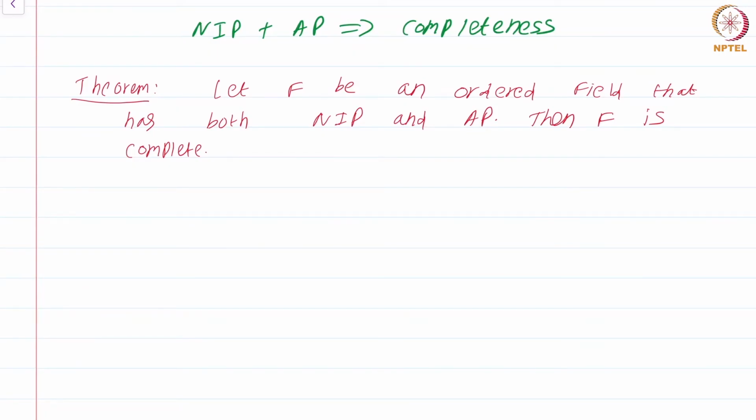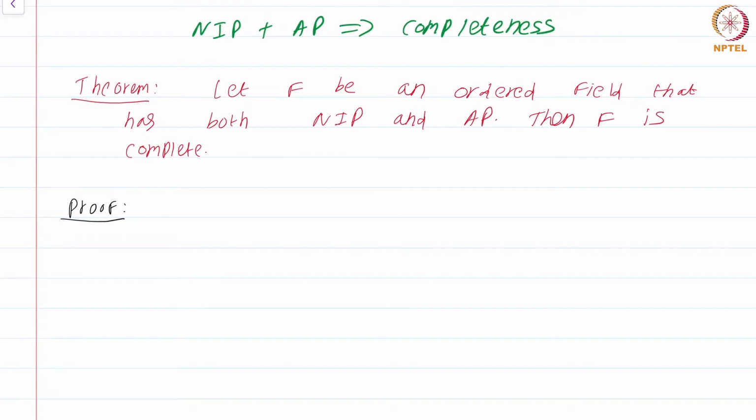Now, this theorem's proof is very important in the sense that the idea behind the proof makes it very clear why we need both nested intervals property and Archimedean property to ensure that there are no holes. What we are going to do is get better and better approximations of the required least upper bound for a set and show that the intersection of all these approximations is going to be the required least upper bound. That's the basic idea.